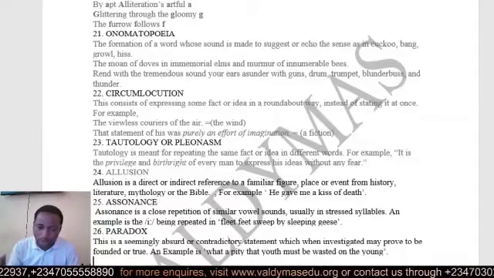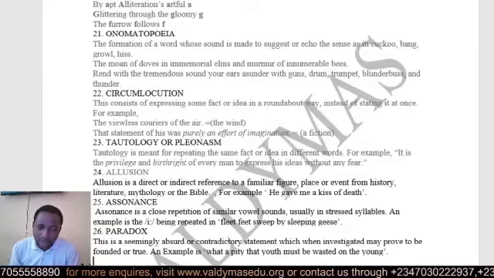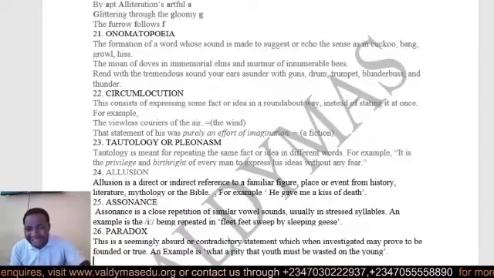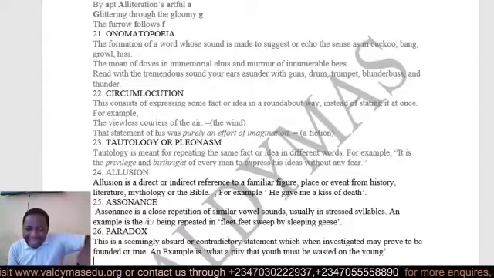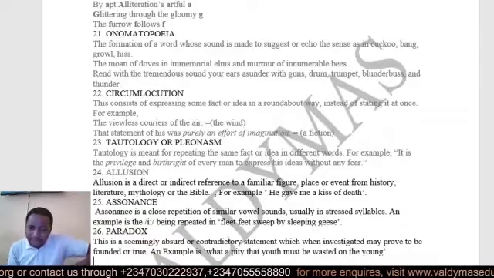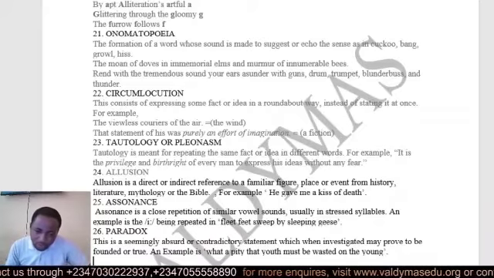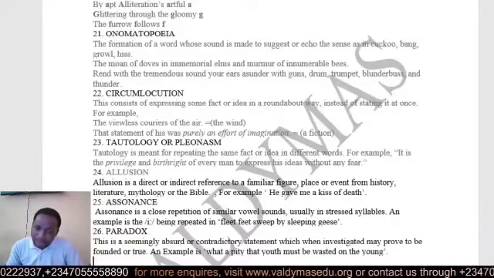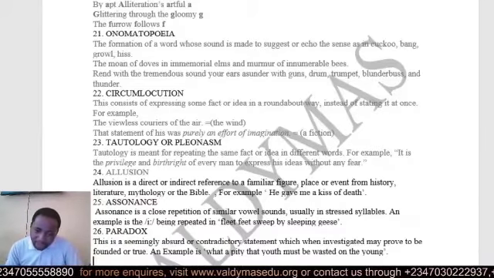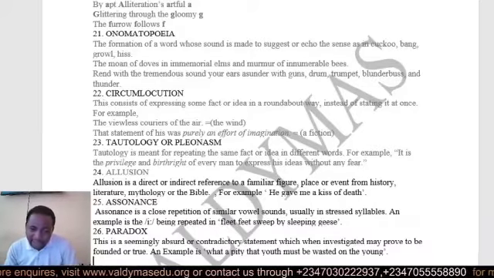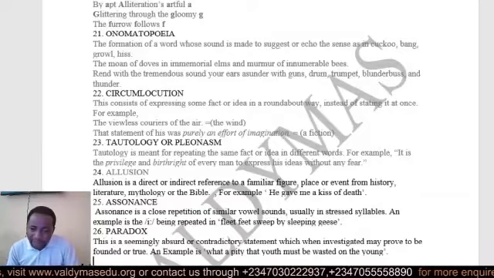Also, we have circumlocution. When we talk about circumlocution, it is the expression of some fact or idea in an indirect way, what they call the roundabout way. Instead of stating it at once, we are going through corners. For instance, "the viewless couriers of the air." We are just beating about the bush here. What we are still referring to is the wind, viewless couriers of the air. The statement of his way, purely an effort of imagination, a fiction.